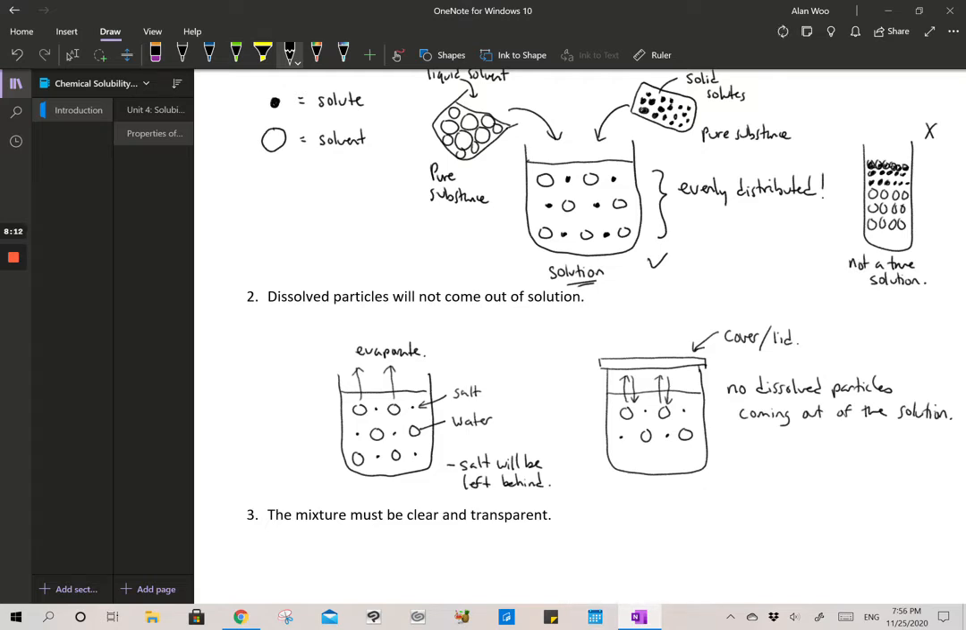Now, if you have a lid on top and the substance still comes out of solution, then that wasn't a true solution to begin with. But if you have the lid on top and the particles stay in solution, then yes, we have a true solution.